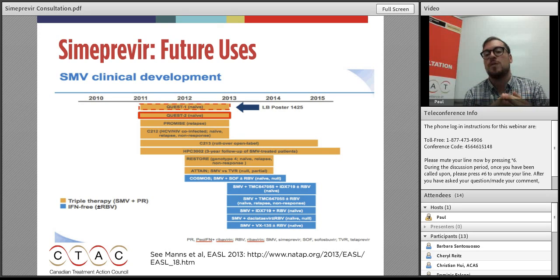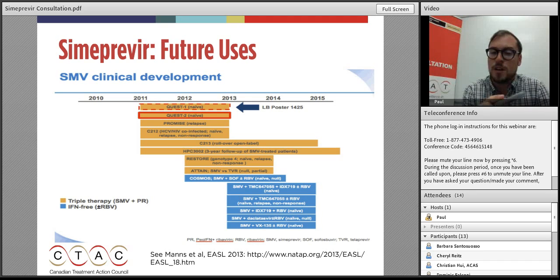We're asking you to consider the usefulness and the improvement offered by Simeprevir when it's being used with ribavirin and pegylated interferon. But one of the reasons why I'm interested in talking more with people about Simeprevir is that it has some potential uses as a part of an eventual interferon-free regimen. So these orange pieces that you see at the top represent trials that are either now complete in terms of Quest 1, Quest 2, and Promise, complete or ongoing, assessing Simeprevir with triple therapy with pegylated interferon and ribavirin.